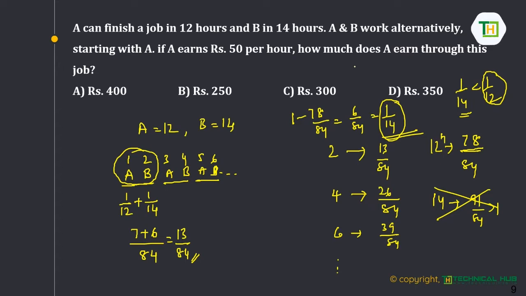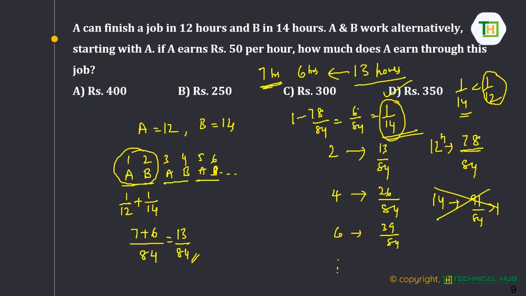So approximately the total work can be finished in 13 hours. In these 13 hours, A worked for 7 hours and B worked for 6 hours. The compensation for A for each hour is 50 rupees. The total compensation he gets for this work is 7 into 50, 350 rupees.